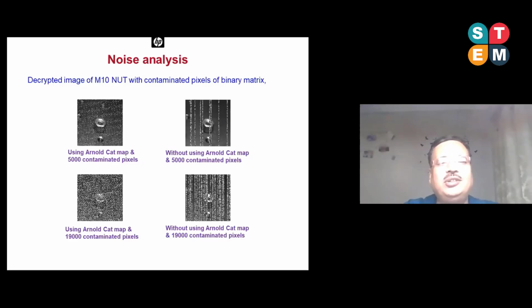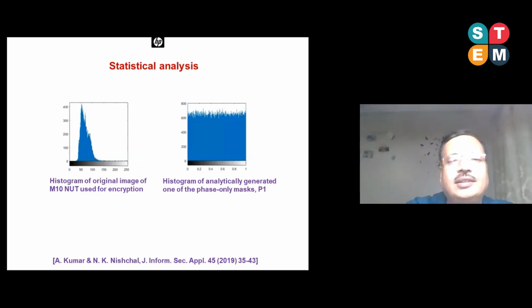As I mentioned, the QR code is noise resistant, so we studied the effect of the noise. In the noise analysis here, you can see results using Arnold cat map and 5,000 contaminated pixels. Here it is 19,000 contaminated pixels, and this is without using Arnold cat map, with 19,000 contaminated pixels. Accordingly, you can see the results here. This is the statistical analysis: the histogram of the original image and the histogram of the analytically generated phase mask, which I am showing for reference.